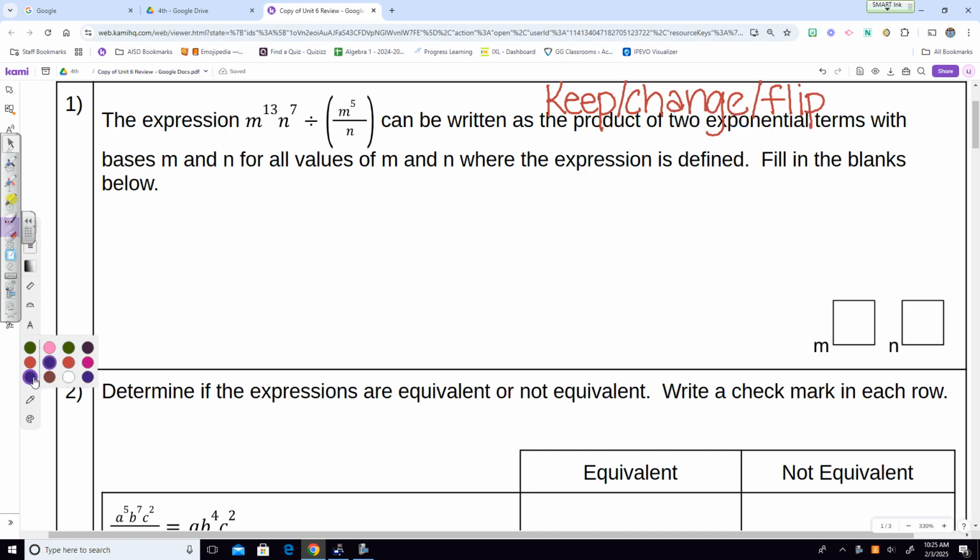So we are going to rewrite this as keep the m to the 13th, n to the 7th. I can put it over 1, agreed? Change the division to what? Multiplication. And then you flip the fraction. So it becomes n divided by m to the 5th. I'm going to put a 1 on the end. With me there?